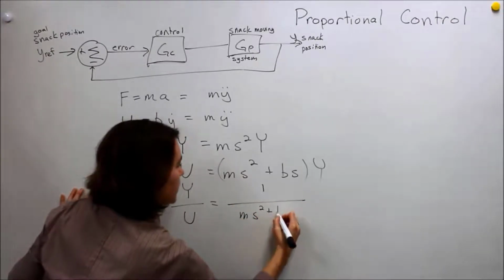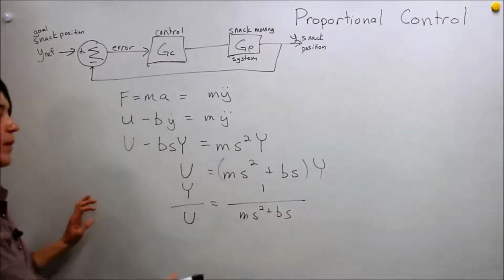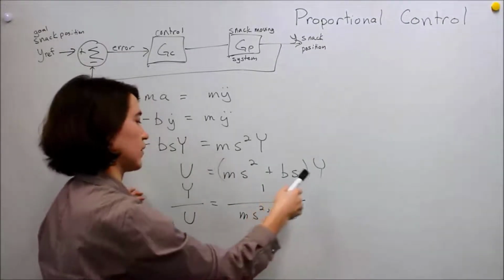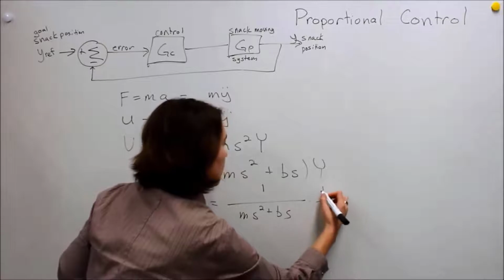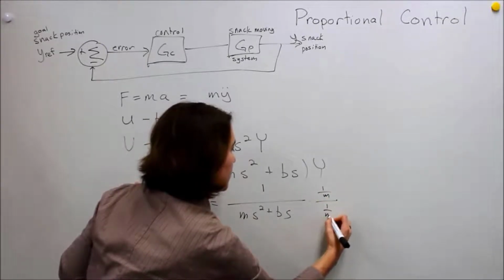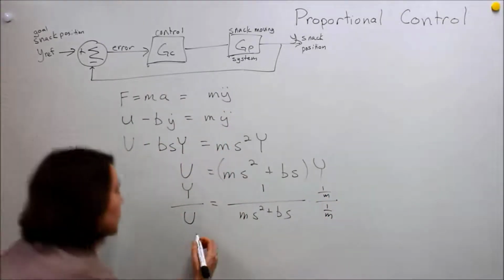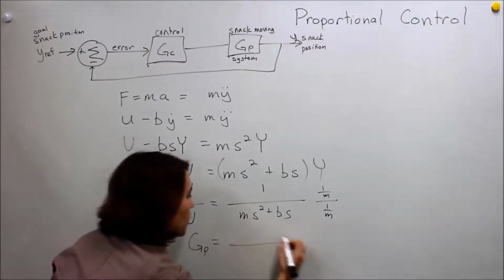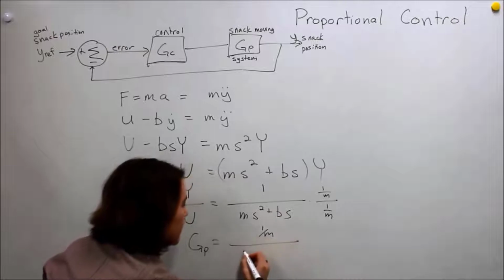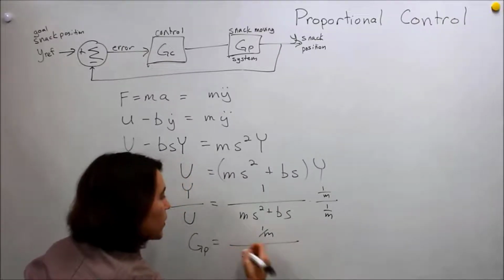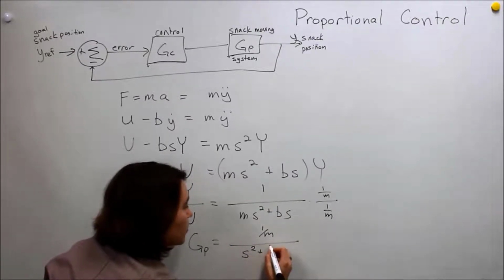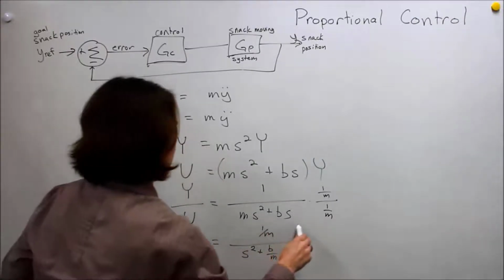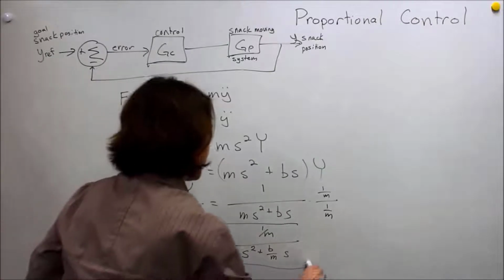s squared plus bs. And I'm going to go ahead and get rid of this first coefficient here. So we're going to multiply by 1 over m on both sides. And our final transfer function for our plant will be equal to 1 over m on the numerator, and then s squared plus b over m s. Here is our plant system.